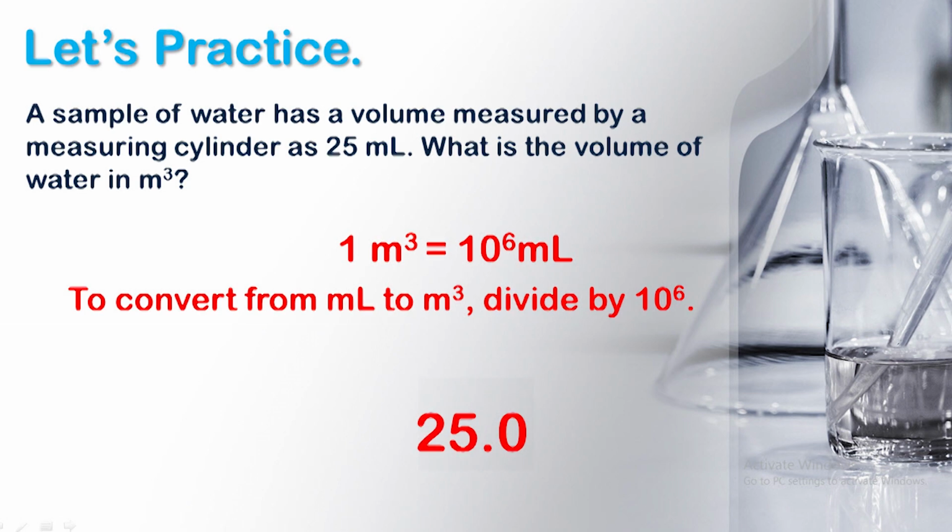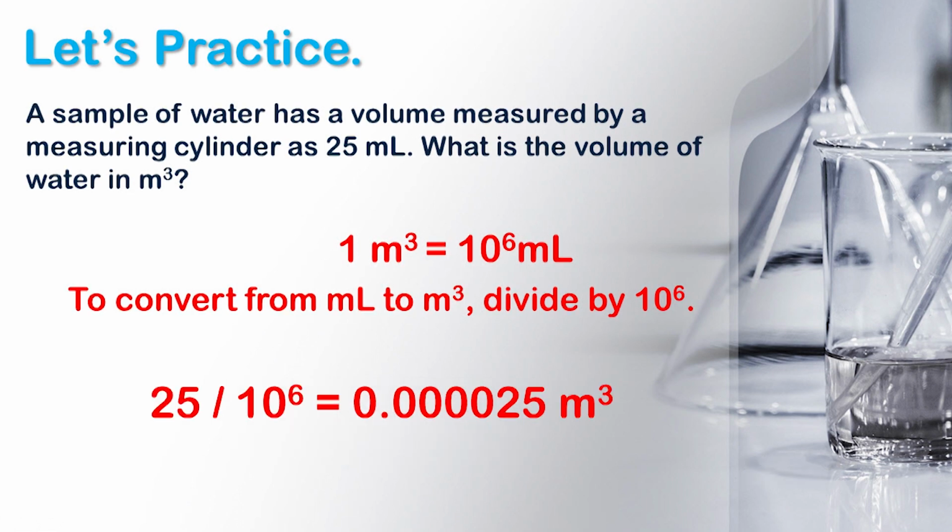25 is 25.0, so I have to move the point 6 digits back. From this point, I'll go back 1, 2, 3, 4, 5, 6 digits, and then the answer is 0.000025 cubic meter.